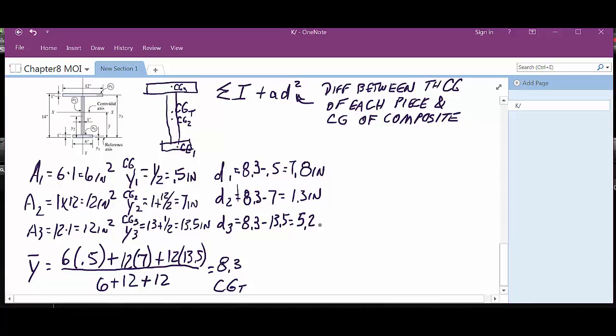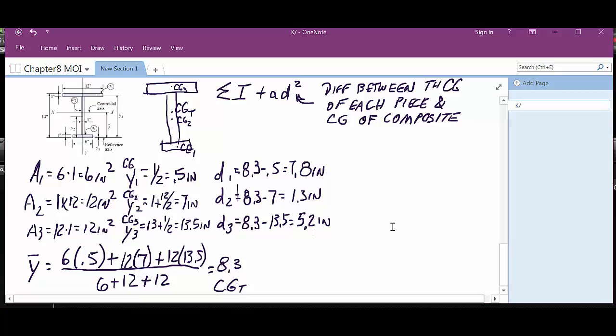5.2 inches. And really, you don't have to have the minus in there. It's just the difference between the two. It's an absolute value. It's going to get squared anyways, so when you square it, it's going to be a positive value. So it really doesn't matter. Does that make sense?